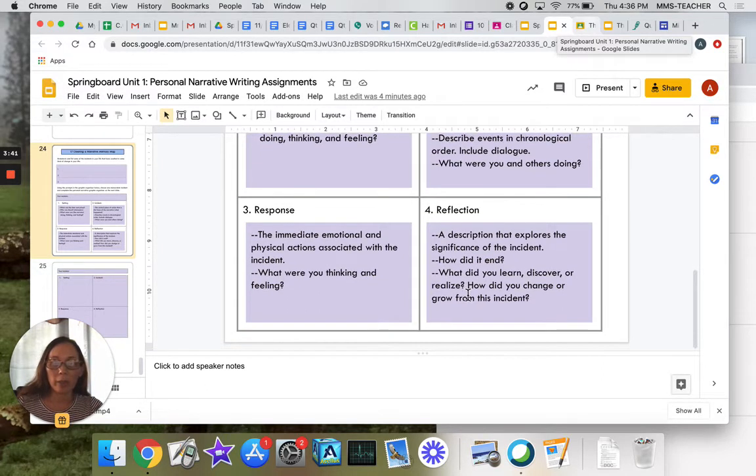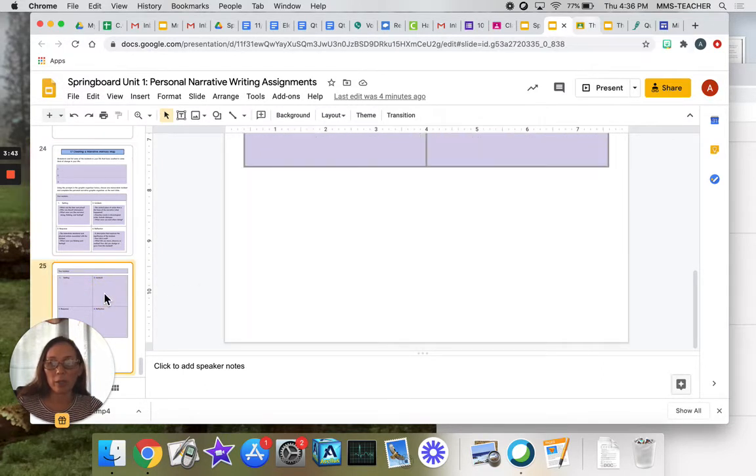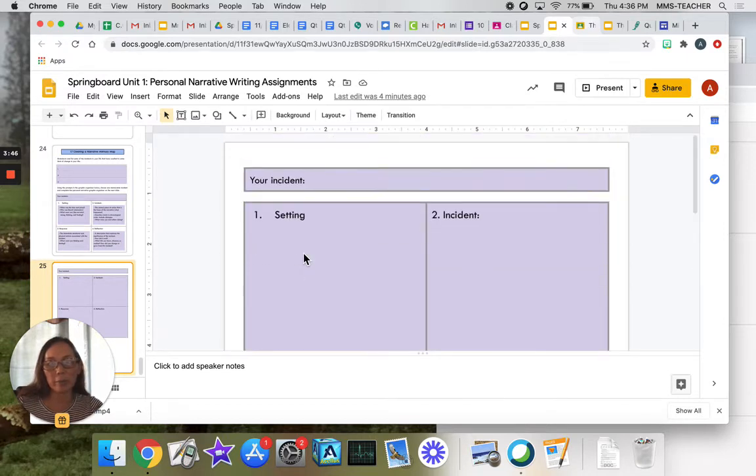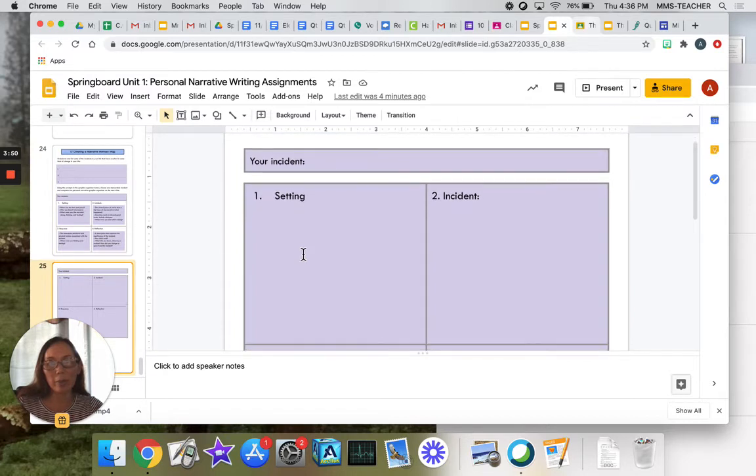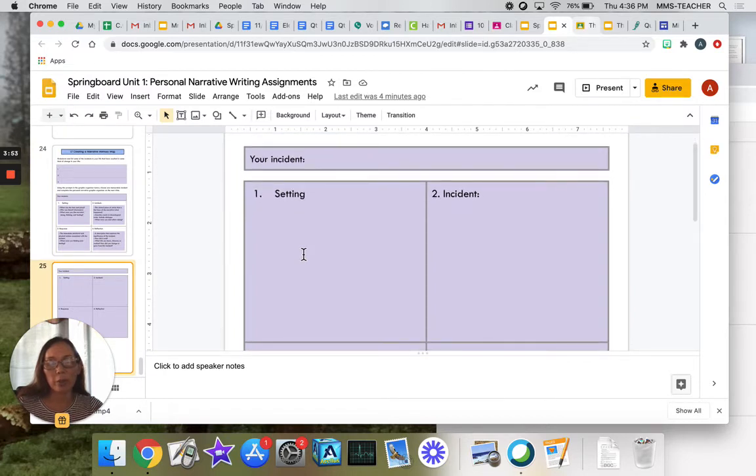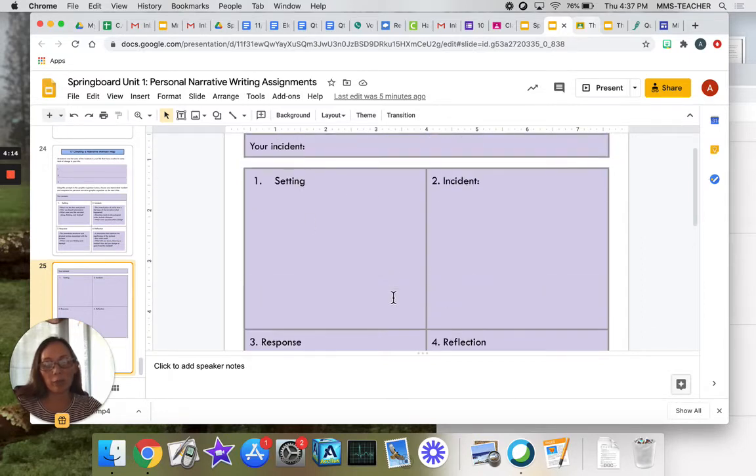Okay, so keep in mind that when you complete slide 25, and remember, this is your memory map. This is a graphic organizer to plan out your personal narrative. Now, remember, you are not writing in paragraphs or complete sentences here in these boxes. This is kind of like your step up to writing T-chart. You're just jotting down thoughts and ideas with these headings: setting, incident, response, and reflection.